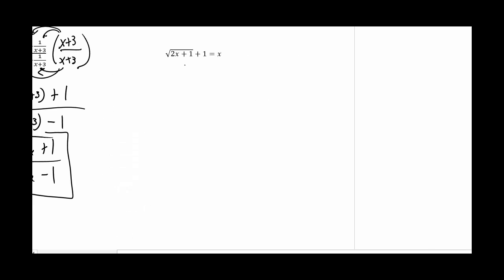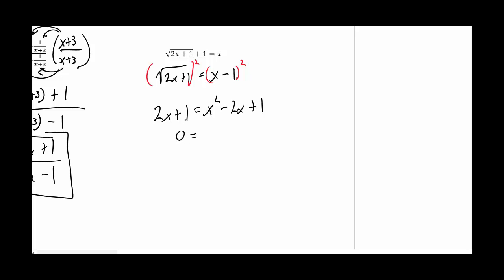All right, in the second equation, I want to bring the 1 over. So I get 2x square root of 2x plus 1 equals x minus 1. Then I want to square both sides, which gives me 2x plus 1 equals x squared minus 2x plus 1. And then I want to bring all the terms to the same side. So that's going to equal 0. So x squared minus 4x, the 1's cancel out. I can easily factor out an x, so let me do that. So x times x minus 4, which gives me x is 0 and 4.